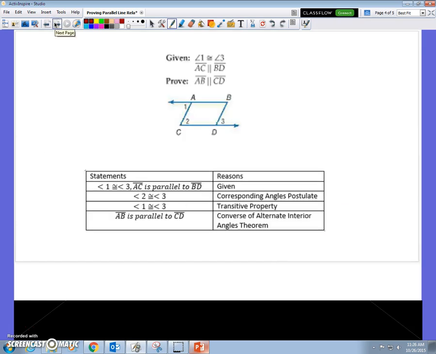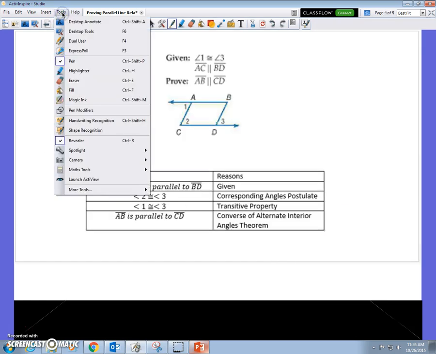All right, so now we've got a new proof here, and I'm going to cover that one up so you're not sneaking a look at it.